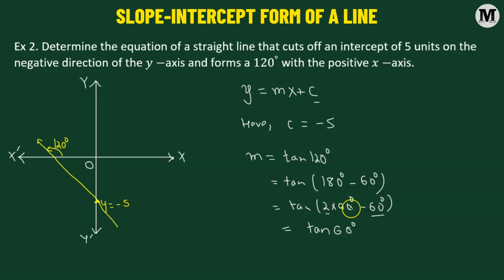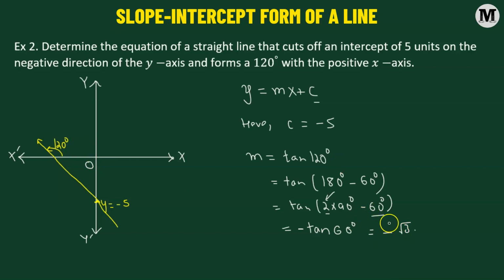Now 2 times 90, here the number 2 also tells us that we are in the second quadrant. Second quadrant means the tangent function is going to be negative, so that means our slope is going to be negative times the value of tangent 60 degrees, which is square root of 3. So we're getting a negative slope here, which is evident because the angle is an obtuse angle.